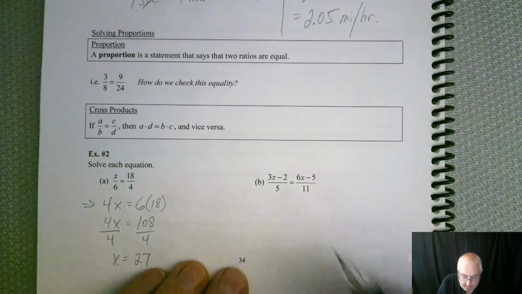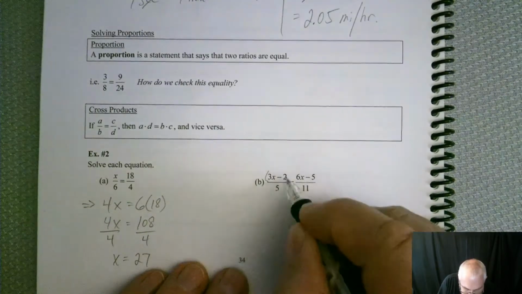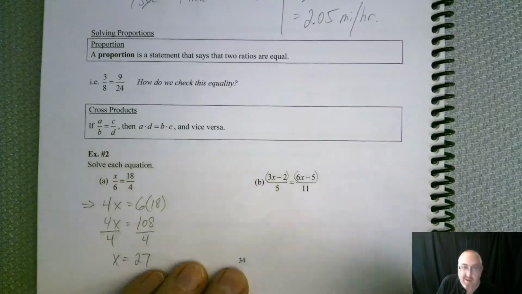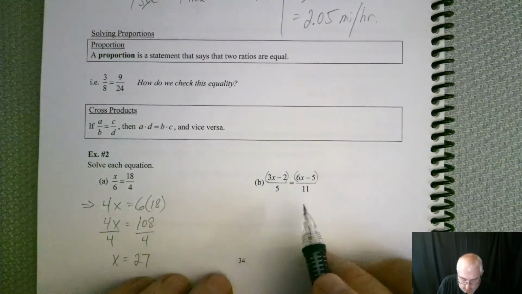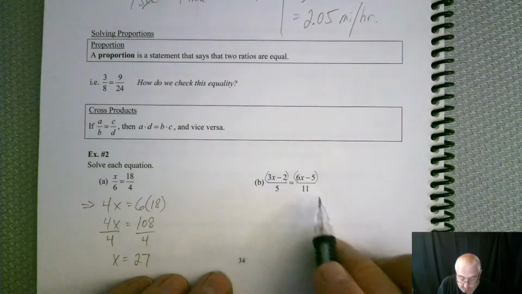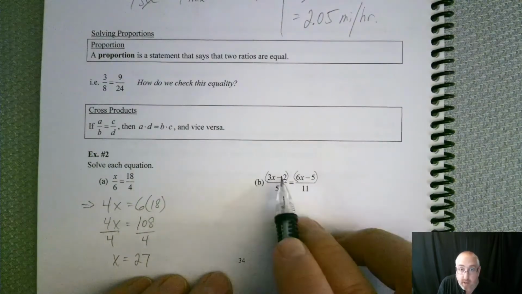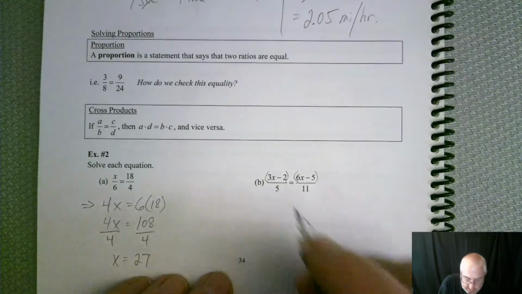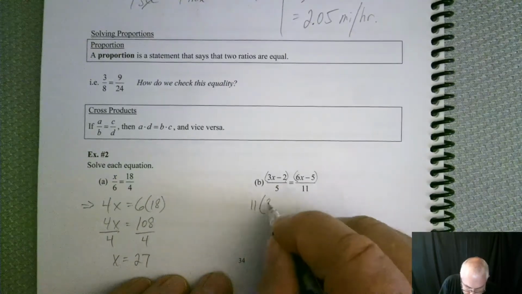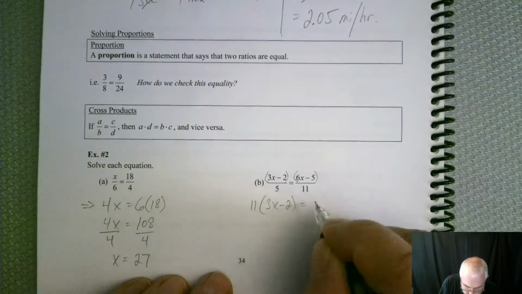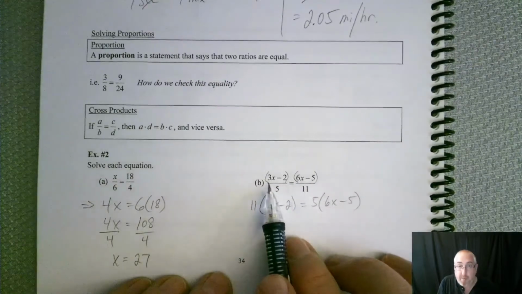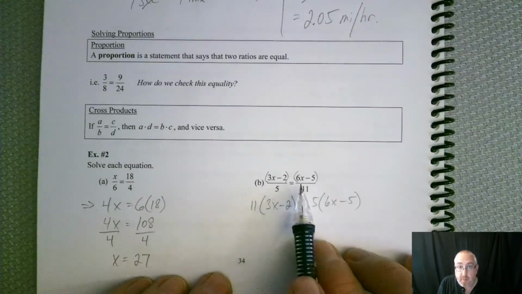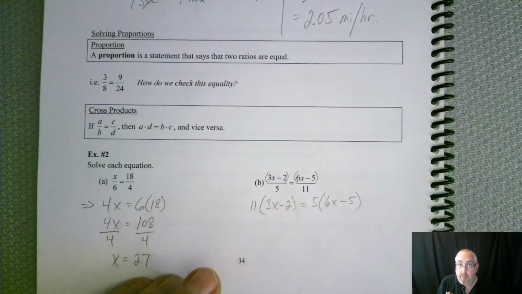But the most important thing about this is to kind of pretend that there's parentheses around these more complicated tops or bottoms or just expressions in general. Put them in parentheses and then you'll be safer, and you'll see why. Well, it really doesn't matter which cross product we do first. Let's do this diagonal one here. I'm going to put the 11 out in front just to make it look a little bit prettier. So the 11 gets multiplied by the 3x minus 2. 5 gets multiplied by the 6x minus 5. So that would be your first step.